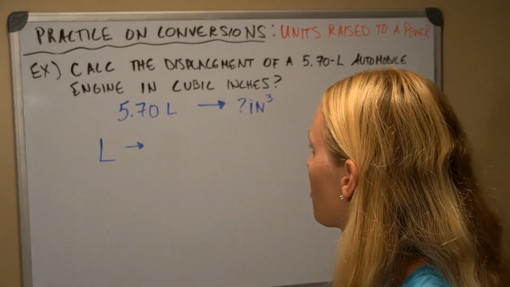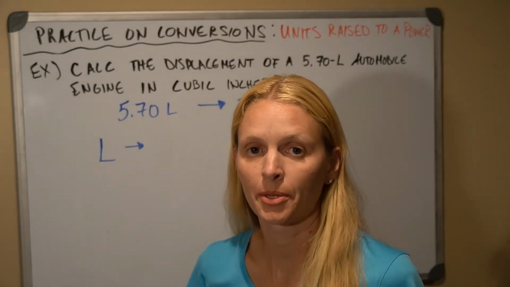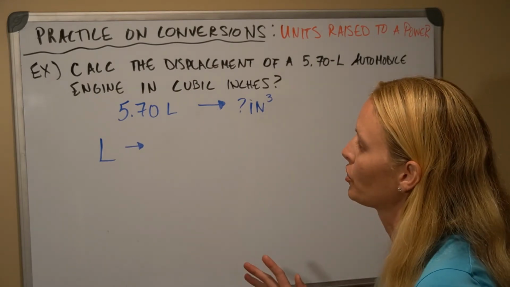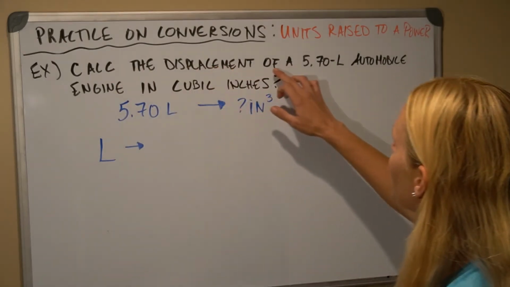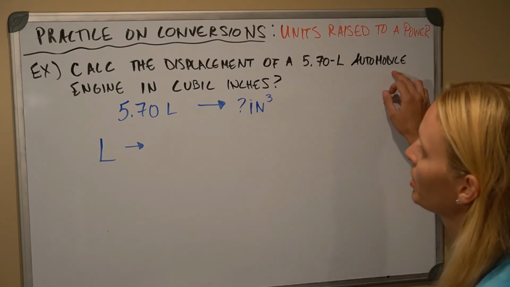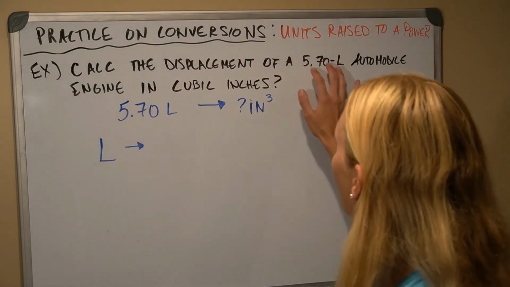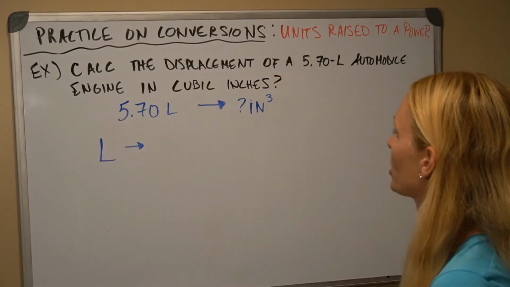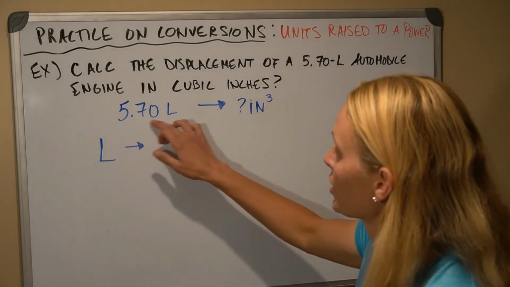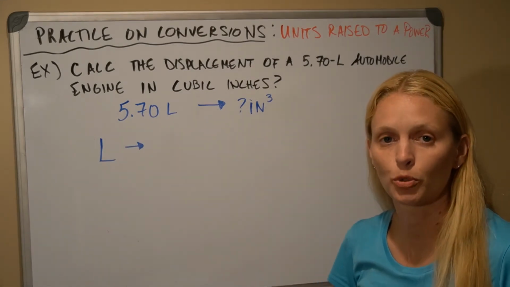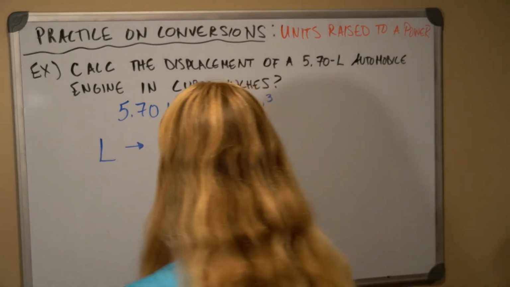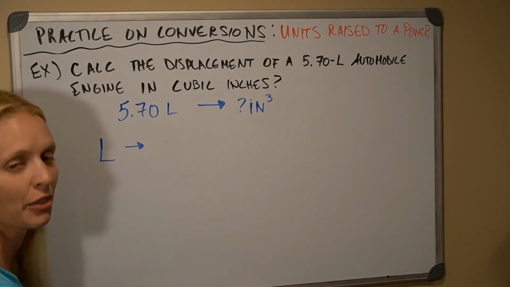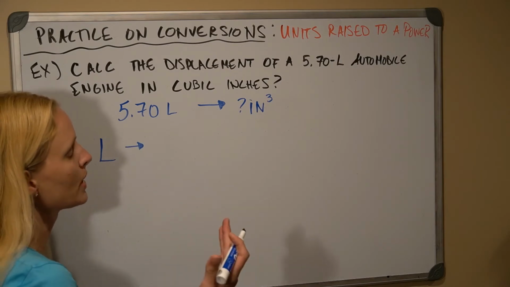Let's do a practice problem where we have to build some units raised to powers in order to solve the problem. This very last problem that we're going to do is we're going to calculate the displacement of a 5.70 liter automobile engine, and we're going to convert that volume into cubic inches. We don't give any other information, so we're just going to convert this volume into cubic inches. I might be a little stuck here, so I'm just going to work my way through and see if some units start popping into my head.